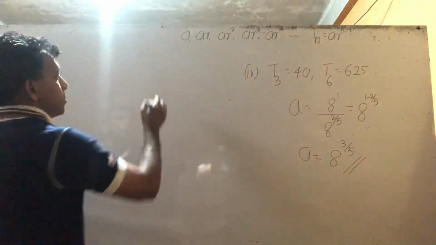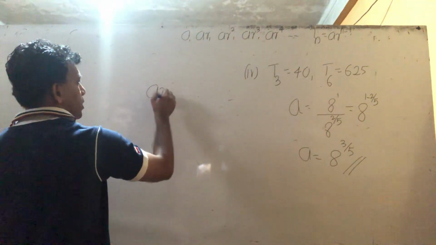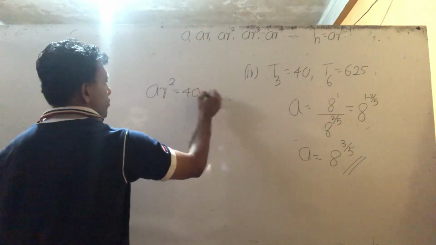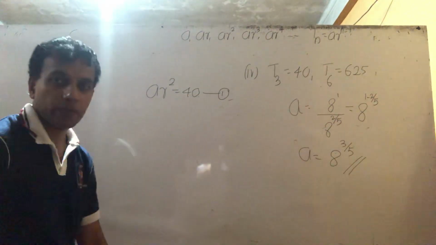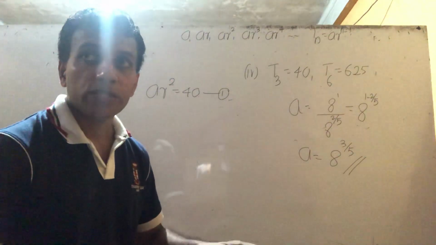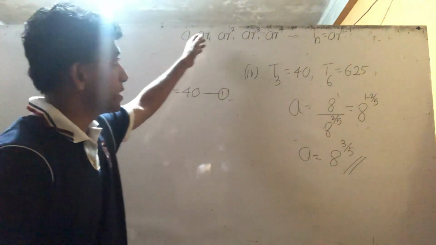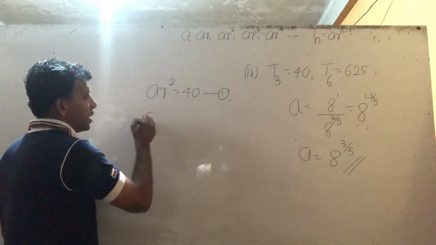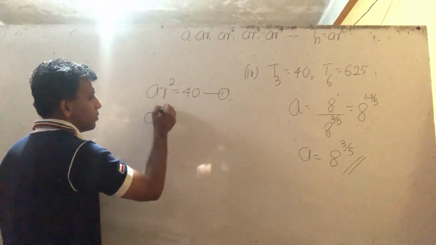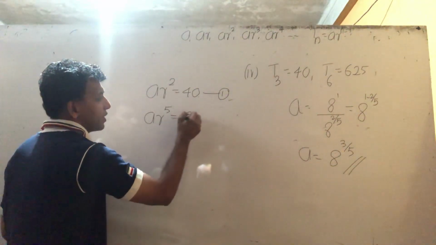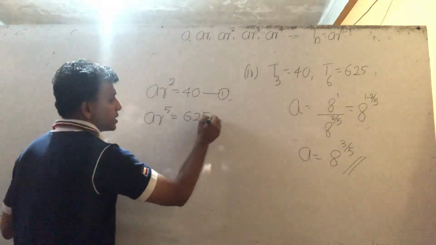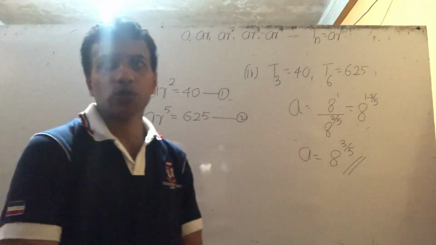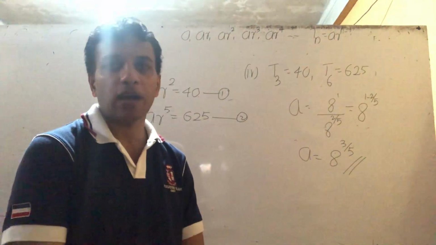So the third term, AR squared, equals 40. This is the first equation. The sixth term: the first term is A, then second term, third term, and the sixth term is AR power 5, right? AR power 5 is 625. This is the second equation. Now solve and find A and R.